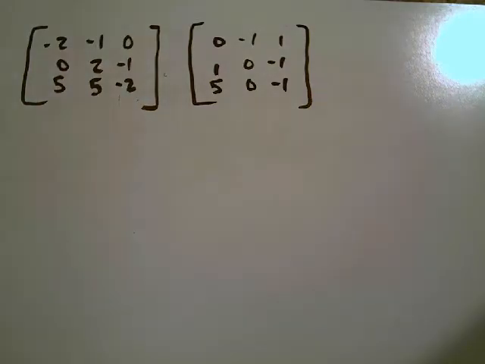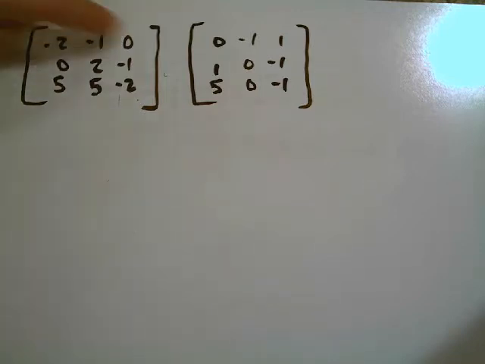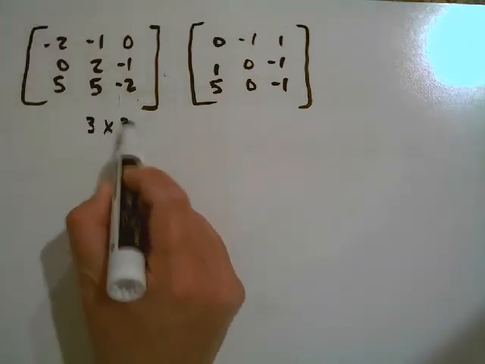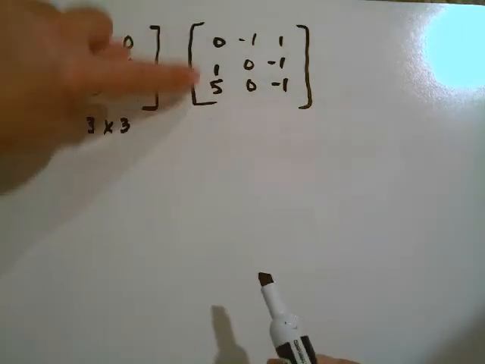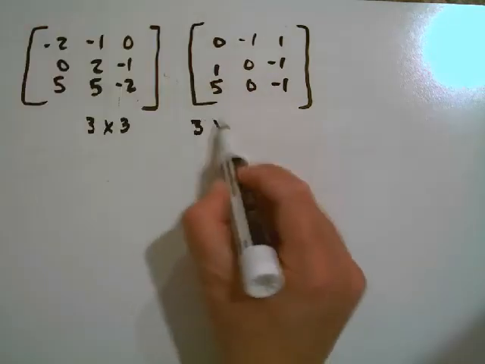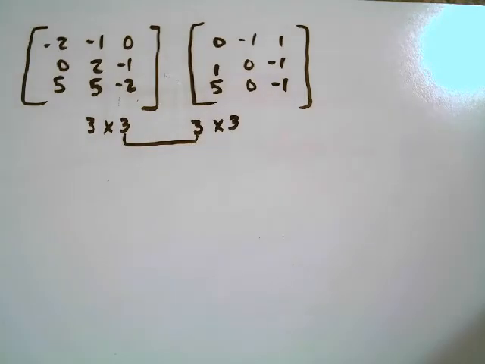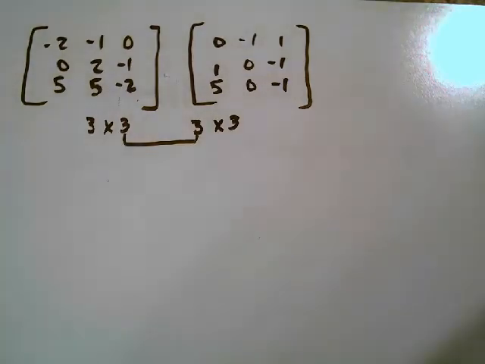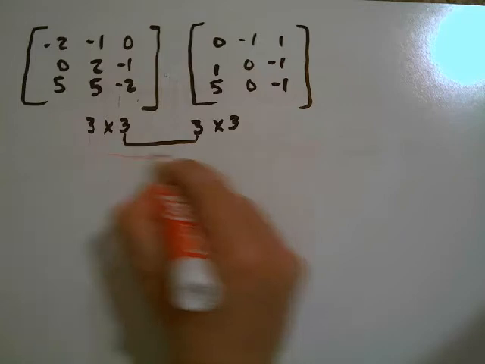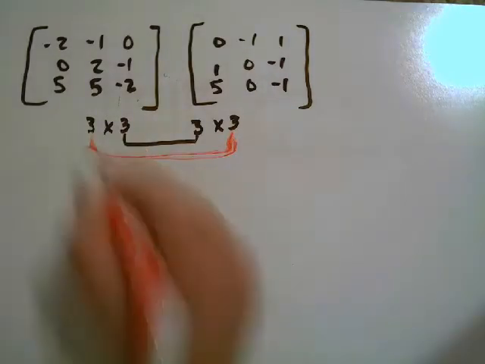I just have one example today because this is very similar to what you did in the last lesson. We want to multiply, so I'm going to try to determine if these can be multiplied. So I want to look at the dimensions. This is a 1, 2, 3 by 1, 2, 3. This one is 1, 2, 3 by 1, 2, 3. So since the inside numbers are the same, that means this one can be multiplied. And the answer will be of dimensions 3 by 3.